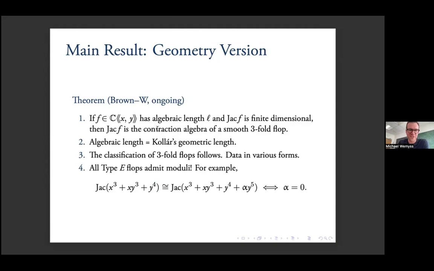And here, type E flops admit moduli, continuous parameters, and here's my precise statement. You have two Jacobi algebras here and here, and you just added on a thing alpha. These Jacobi algebras are isomorphic if and only if alpha is 0. So you do get these continuous parameters. They happen in all the other cases too, it just becomes more technical. But continuous parameters exist. That's okay, because numerically they're constrained.